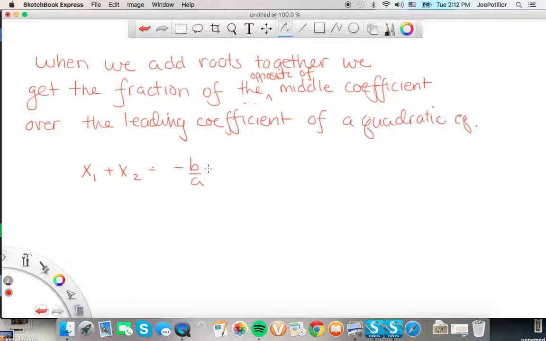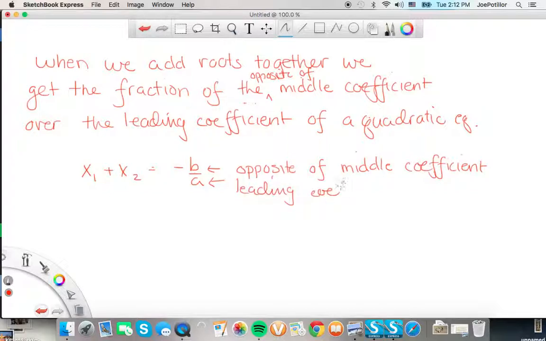So on the top, we have the opposite of the middle coefficient, and then over the leading term, the leading coefficient. Then it's a fraction, like that. So I can use that idea to piece together part of the quadratic equation. Now we have one more piece that we need.